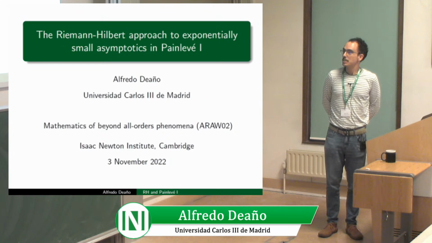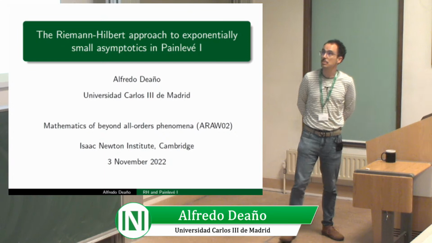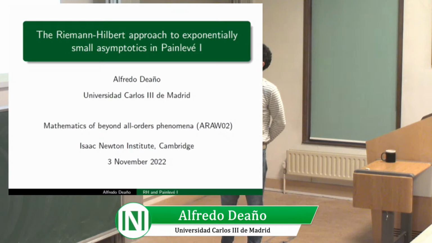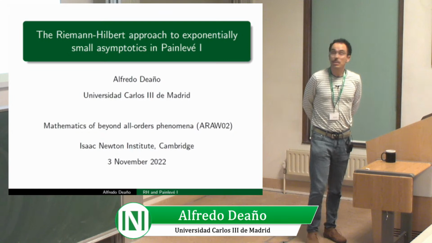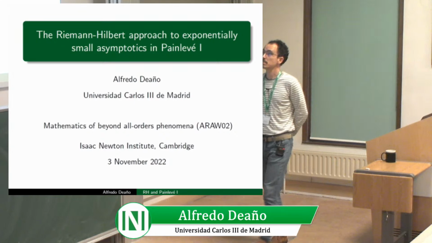So this talk is not many new results. The idea that I had was to take this opportunity to go through this asymptotic analysis for Painlevé I using the Riemann-Hilbert and steepest descent methodology. So this is largely based on several papers, especially one by Andrei Kapaev in 2004. So in that sense, it's not really new results. I just wanted to go through it.